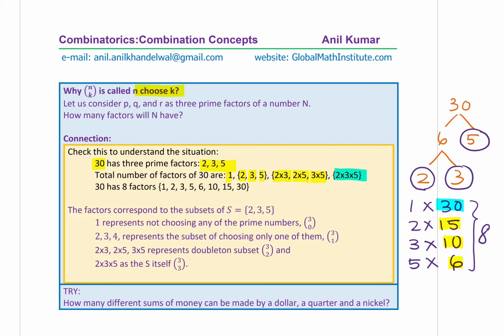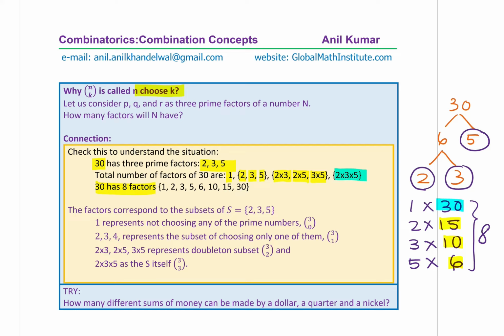So in a way, we could easily count the total number of factors knowing that there are three prime factors. You get the idea, correct? Perfect. So we can conclude that 30 has 8 factors, and these factors are, as listed here, 1, 2, 3, 5, 6, 10, 15, and 30.